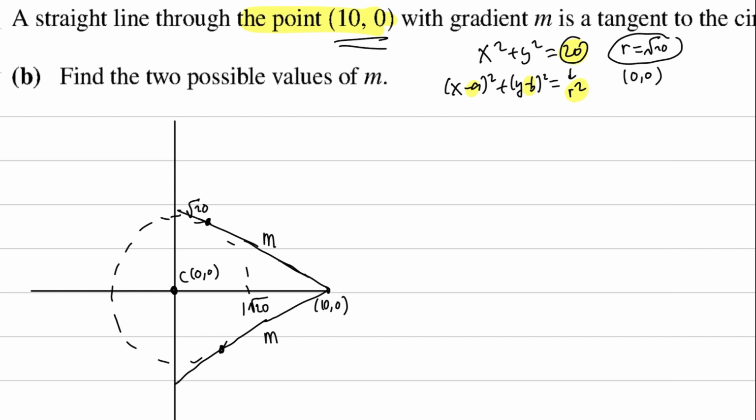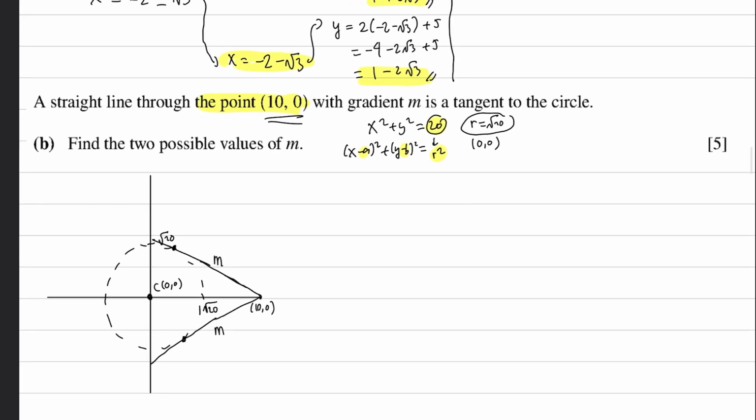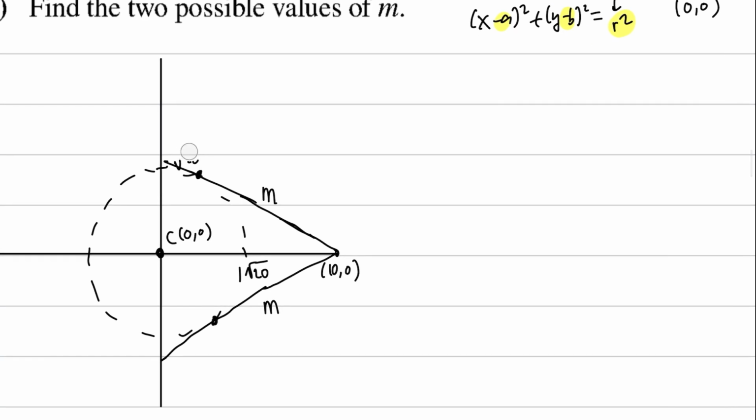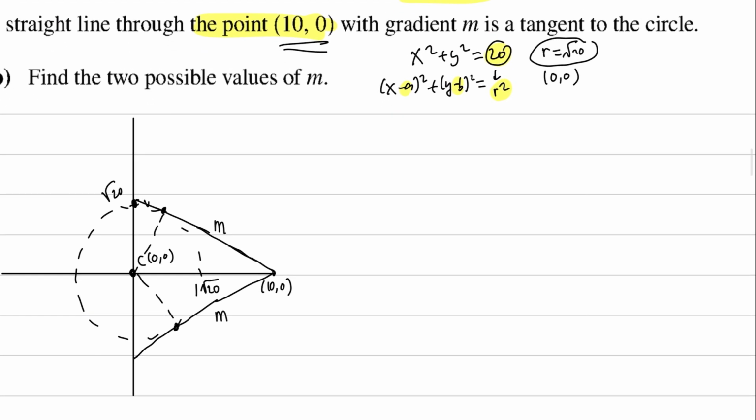Okay, so how to find the value of m? Let's see. First thing first, square root of 20 is here. Yeah, I'll move it here. Square root of 20 is here. First thing first, we need to find the intersection between the lines and the circle, right? So let's construct the equation of the line first.